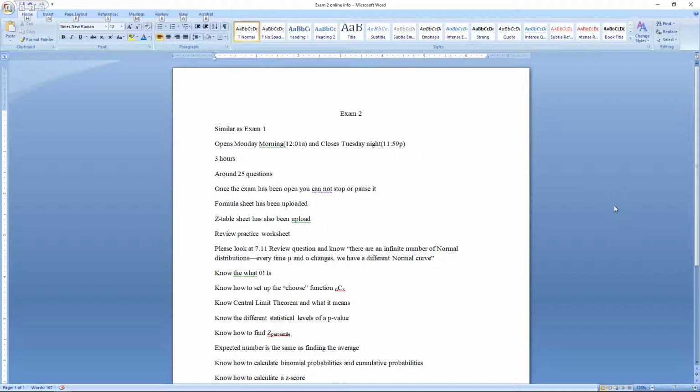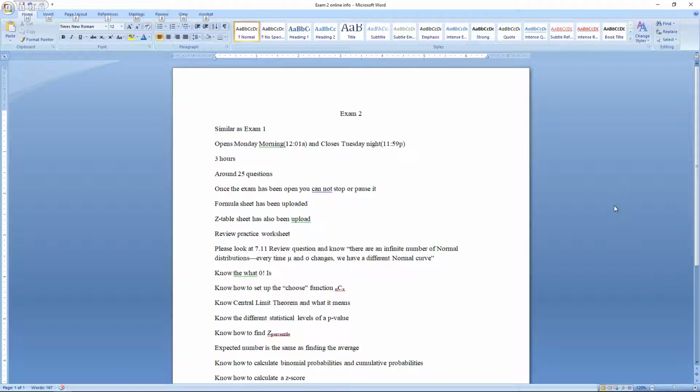Exam 2 will be similar to exam 1. It will open Monday morning at 12:01 a.m. and it will close Tuesday night at 11:59 p.m. You'll have 3 hours to complete it. It's around 25 questions, but some questions have multiple parts to it. That's why I said around. Once the exam has been opened, you cannot stop or pause it.